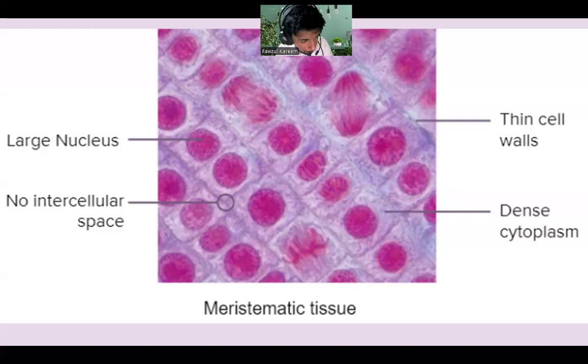Cells, nucleus, definitely there will be a nucleus. But the size of the nucleus is very small, and we have a large central vacuole, right? But here you can't observe that large central vacuole. Here you can observe only a large central nucleus. So that is a special character of the meristematic tissue: they have a distinct, clear nucleus.